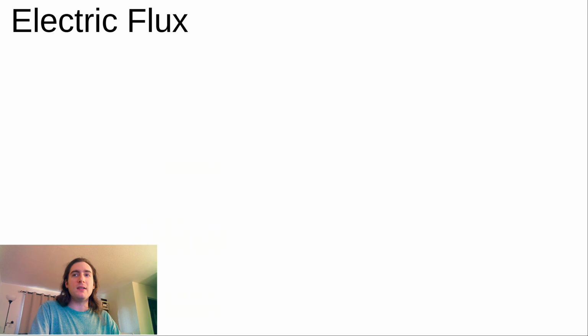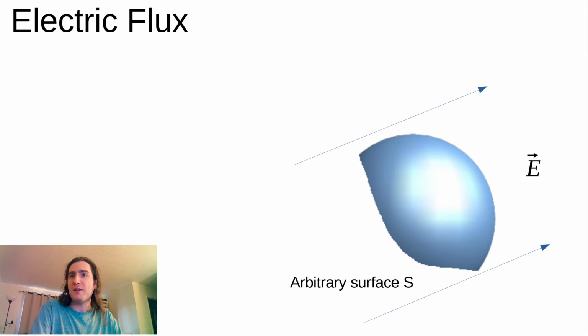When we talk about Gauss's law, we first introduce the concept of electric flux. Flux is an old English word that means flow, and so really what we're talking about is the flow of electric field lines. So let's go ahead and get some electric field lines here. Now we need to know what these field lines flow through, and so we have to define a surface here. I've just called this an arbitrary surface S, and we'll talk more about that later.